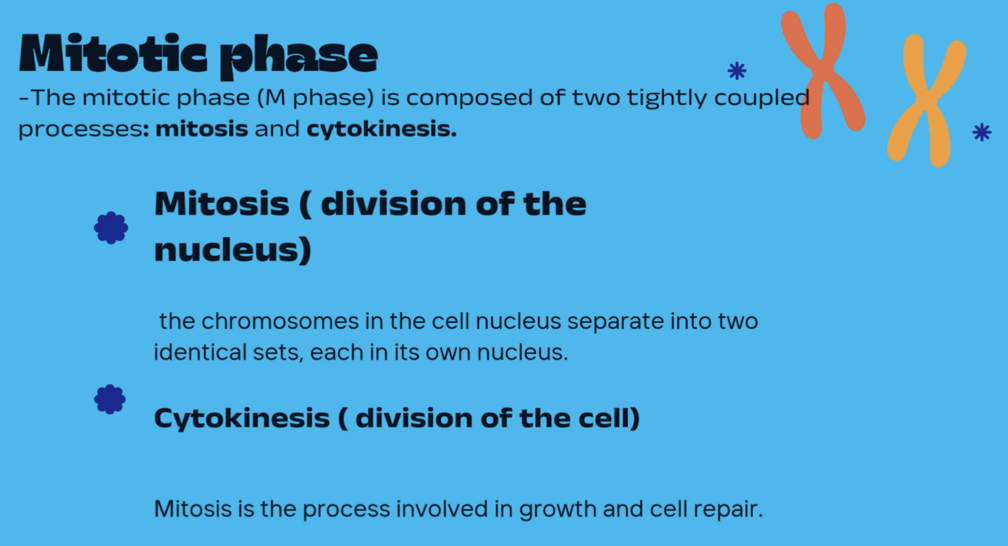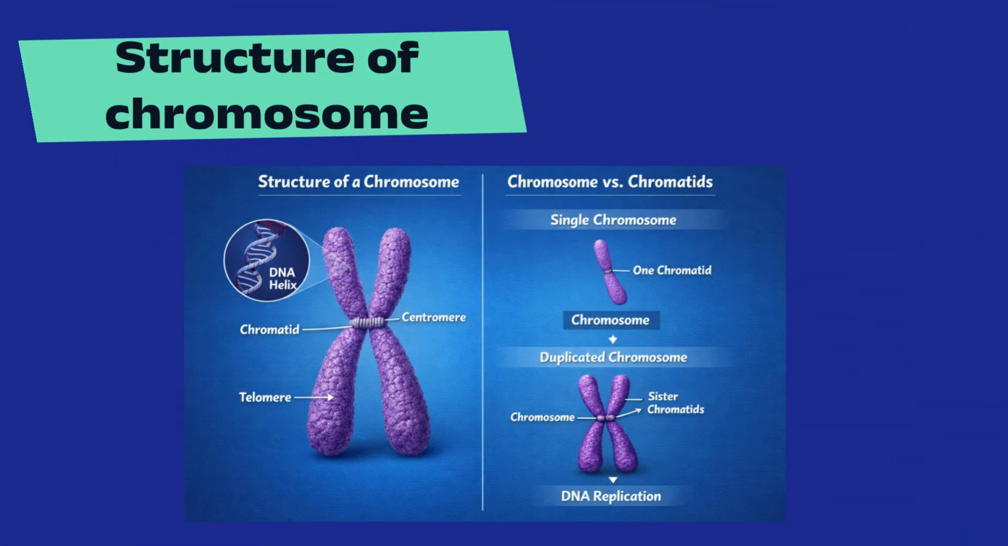And at the end of mitosis, that cell will undergo cytokinesis, where its cell membrane and its cytoplasm will split, forming two separate cells, and each nucleus will go to one cell. So cytokinesis is the actual splitting of the cell into two bodies. Before we get into mitosis and all the phases, let's now look at the structure.